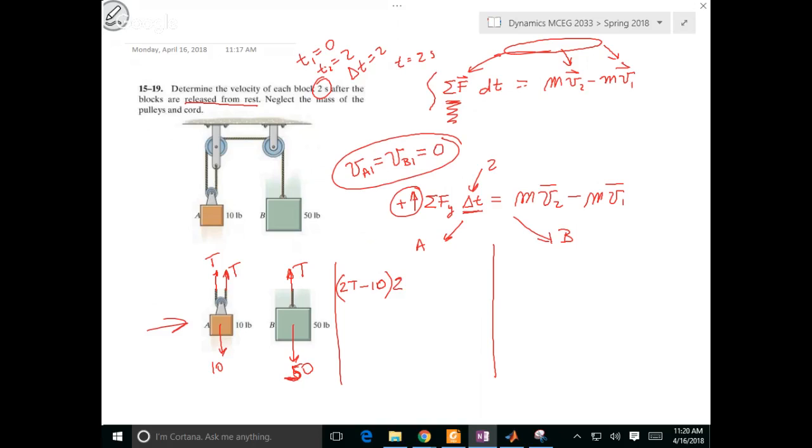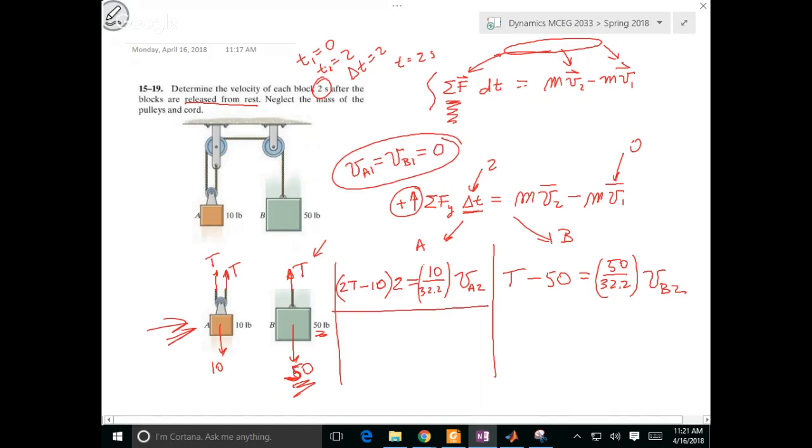So I get 2. And now I look at the right side. All of the initial velocities are 0. So all I get is the mass, which in this case on the left is 10 over 32.2. That's the mass of block A right here. And then times the velocity of A at time 2. Then I go over here and do it to B. I'll see 1t, so I'm looking at this one, minus 50. Mass of this thing is 50 over 32.2. And I'm looking for velocity B at 2.